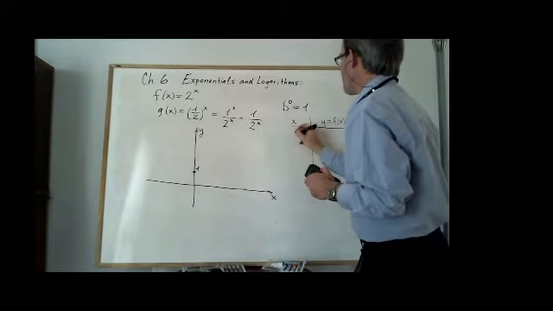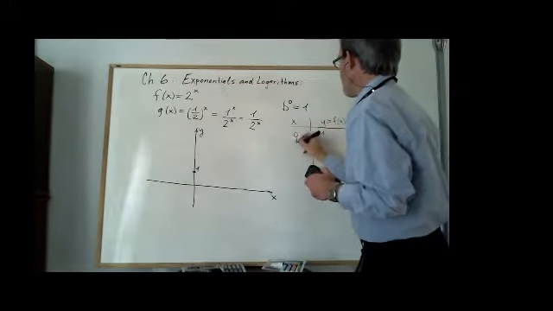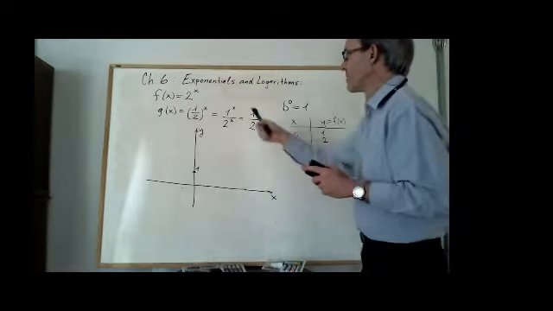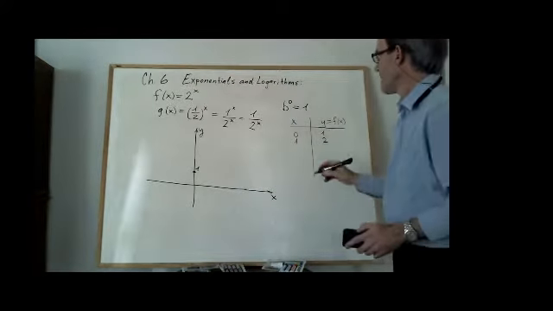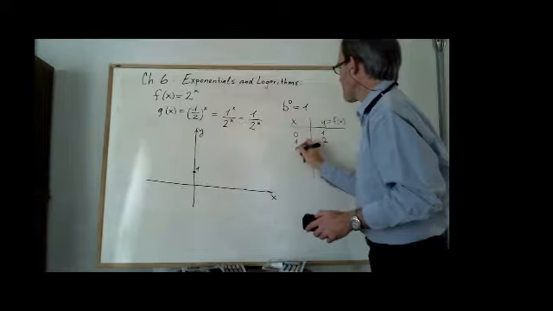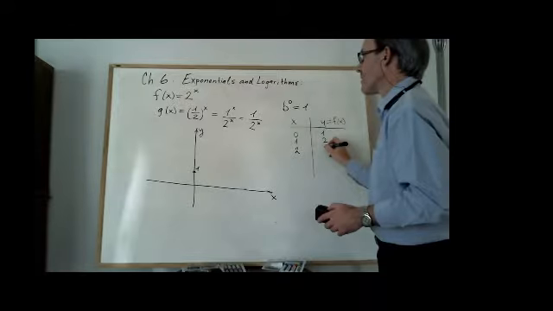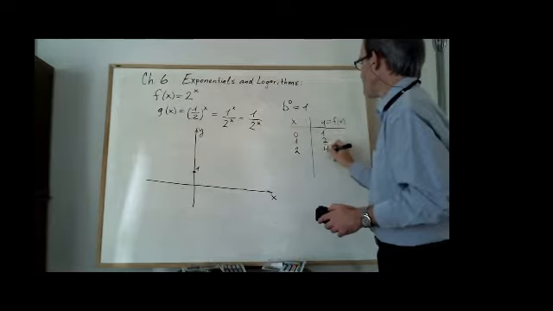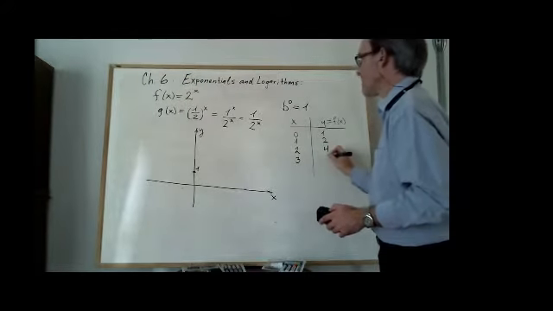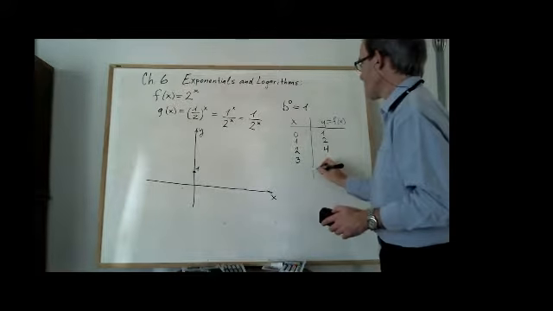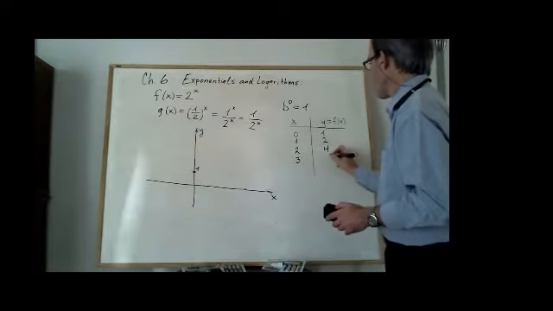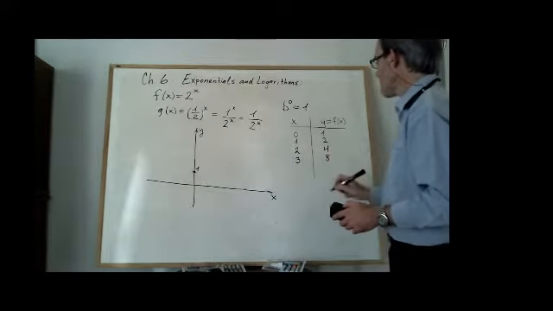So at x equals 0, I get 1. X equals 1, I get 2. Right? 2 raised to the power 1 is 2. And for x equals 2, you have 2 times 2 is 4. X equals 3, I get 2 to the power 3, which is 2 times itself 3 times, which is 8. And so on. So you can see this function is going to get big rather quickly.